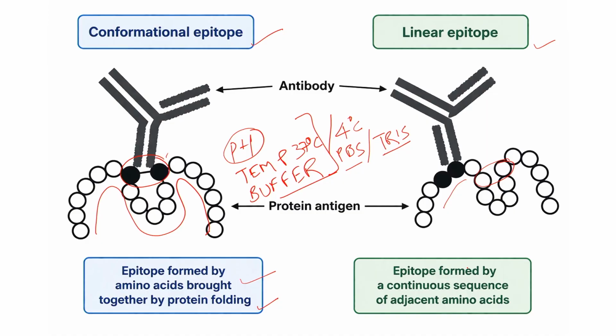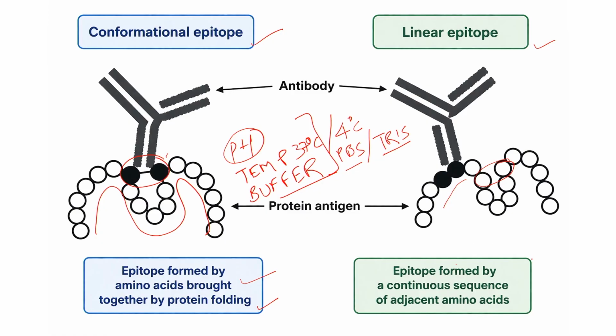So, they are not deviated by the change in temperature, pH, or buffer. In that case, we could see that these are linear epitopes. So, the epitopes formed by a continuous sequence of adjacent amino acids is what is defined as linear epitopes. So, we will see gradually how these linear and conformational epitopes are useful to raise an immune response and how these are different.